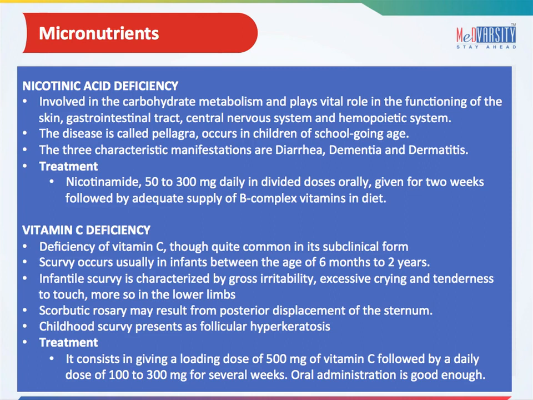Vitamin C deficiency. Deficiency of vitamin C is quite common in its subclinical form; scurvy occurs usually in infants between the age of 6 months to 2 years. Infantile scurvy is characterized by gross irritability, excessive crying, and tenderness to touch, more so in the lower limbs. Scorbutic rosary may result from posterior displacement of the sternum. Childhood scurvy presents as follicular hyperkeratosis.